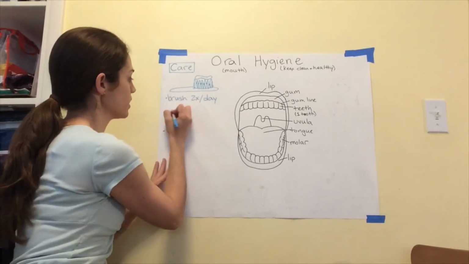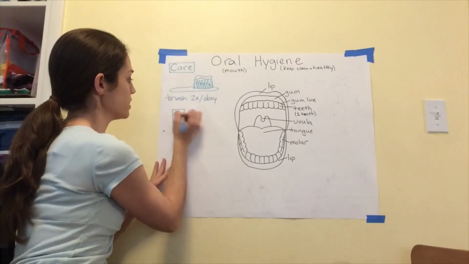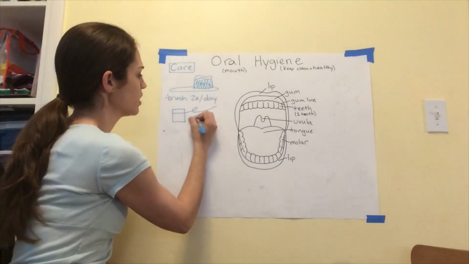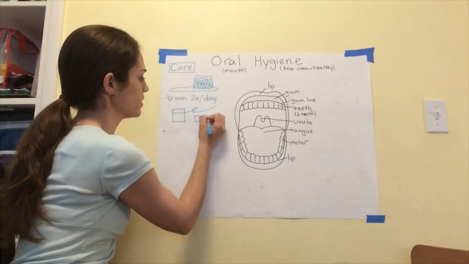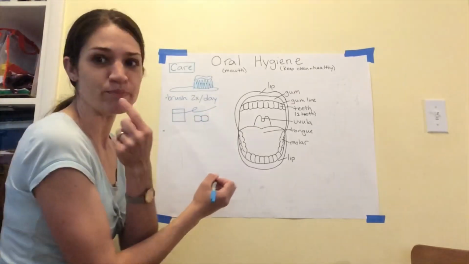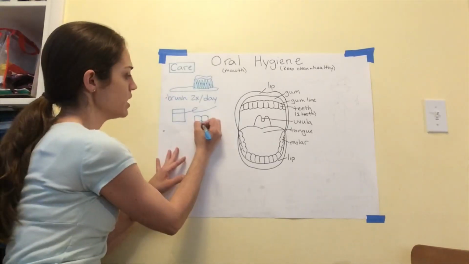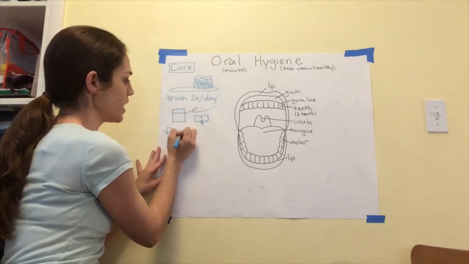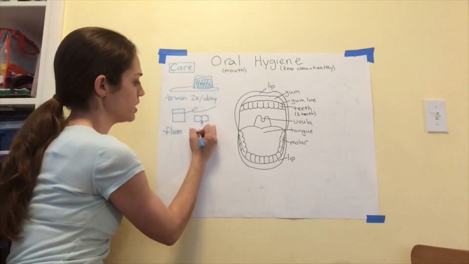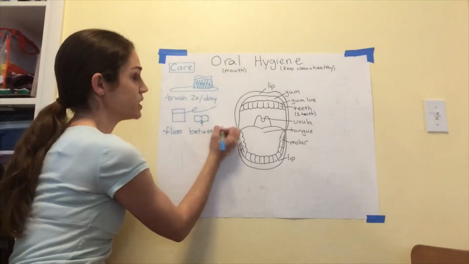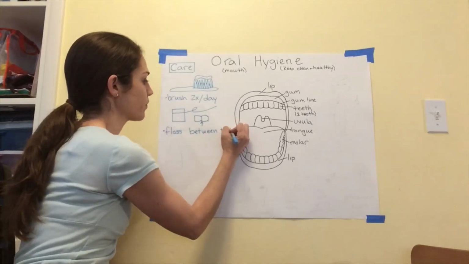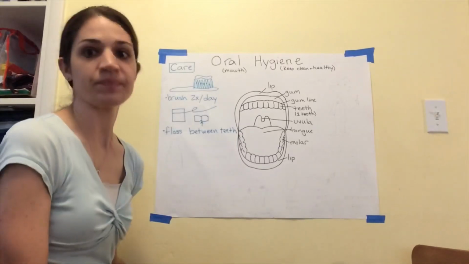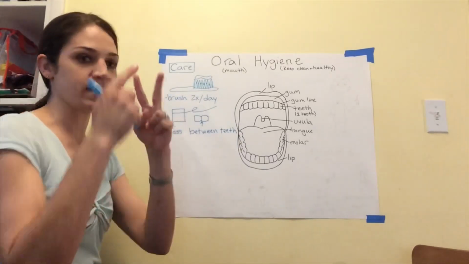The next thing that we need to do is floss. Floss is that long string that we use to get the food and the germs and everything that get stuck in between our teeth. So we need to floss every day and floss between our teeth. Say that with me, floss. And go like this, between.